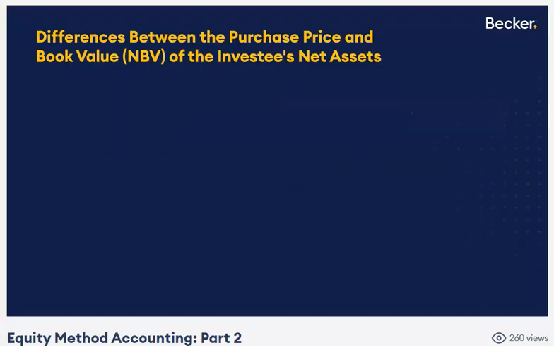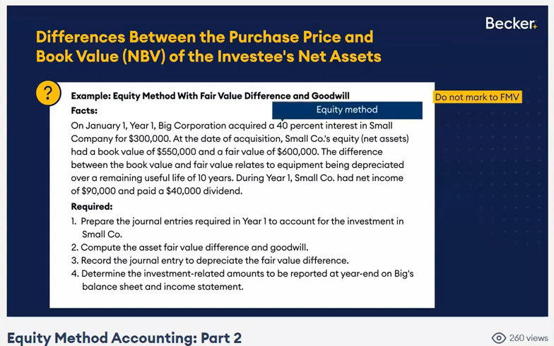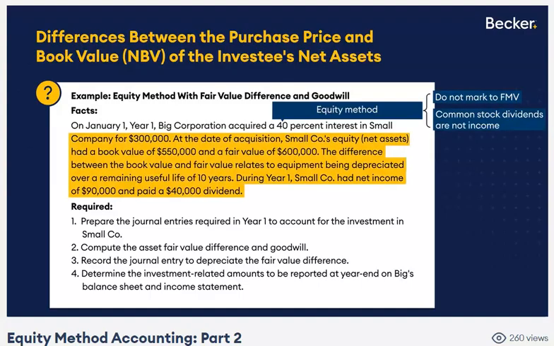All right, excellent example. You ready? Here we go. Big company buys a 40% interest in small. As soon as you see the 40% interest, what are you thinking? Equity method of accounting. Do not mark this to market value. Common stock dividends are not income. All right, they tell me the price paid for this 40% stake, $300,000.